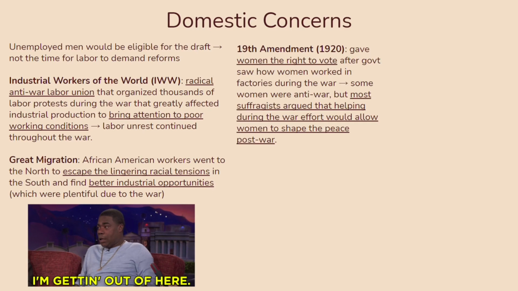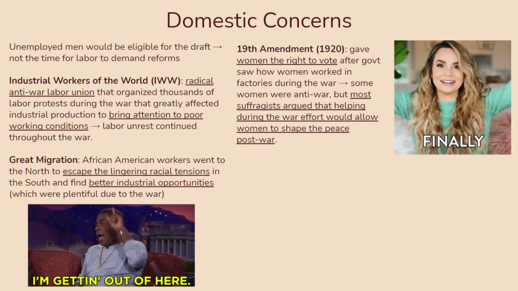And soon after the war ends, the 19th Amendment is passed in 1920, which gave women the right to vote after the government saw how much women worked in factories during the war. They saw that women were actually providing to the community in ways besides their homemaking capabilities, and that they should be given the rights that they've deserved for a long time. And this is really great because it's like, finally, this is happening.